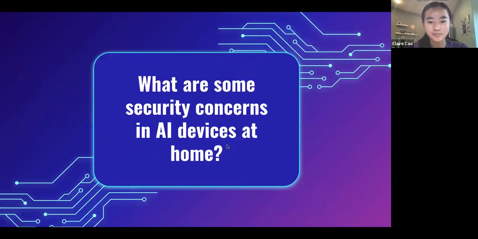Okay, so this is a discussion question, so hopefully all of you can answer. What are some security concerns in AI devices at home? This can be any AI device that we pretty much talked about on the last slide. What are some security concerns that you think might come up regarding these devices?